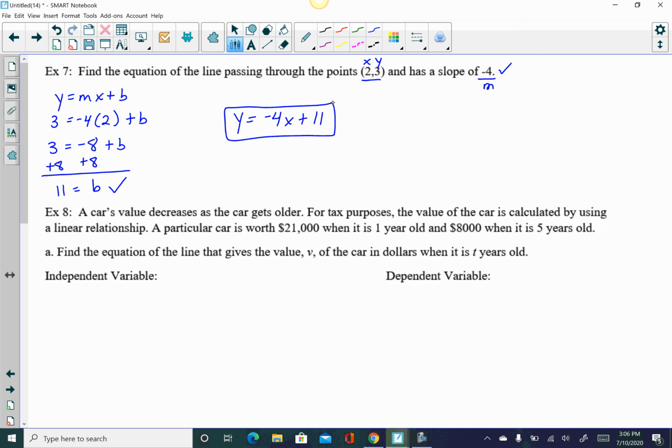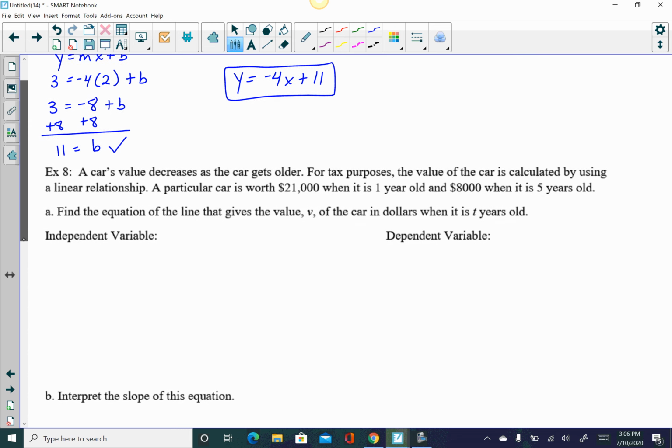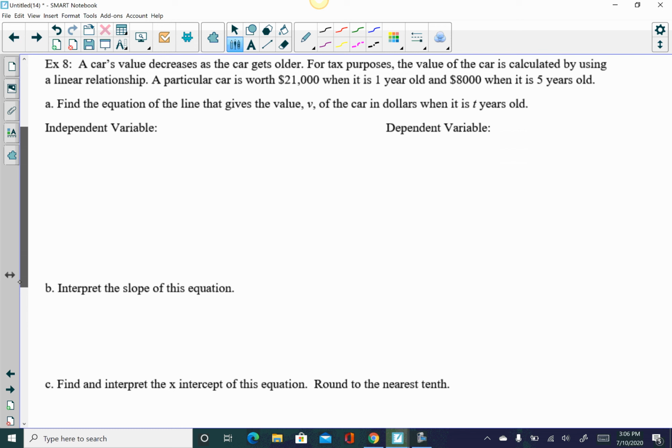Okay, so just recognize that if you already have the slope, you can skip that first step that we were doing before. All right, let's look at example 8. We step it up a notch here. We'll take this one from top to bottom. So here they tell us that a car's value decreases as the car gets older, of course. For tax purposes, the value of the car is calculated by using a linear relationship. A particular car is worth $21,000 when it's a year old and $8,000 when it's 5 years old.